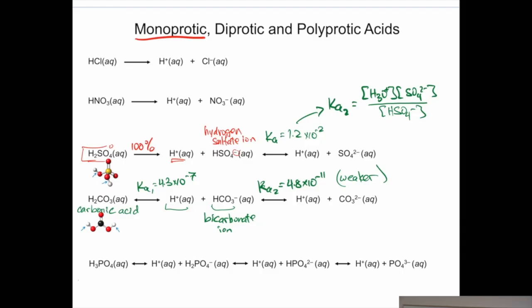Here's phosphoric acid. I won't list everything here, but that has 3 moles of hydrogen ions that can be donated to solution, and each one is lost sequentially, and each dissociation is governed by its own equilibrium constant, and each one becomes weaker and weaker as you dissociate more and more of them.